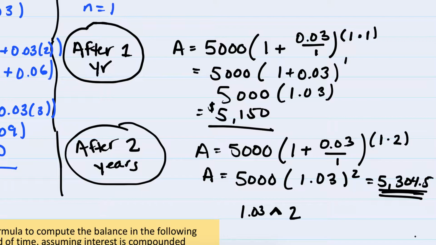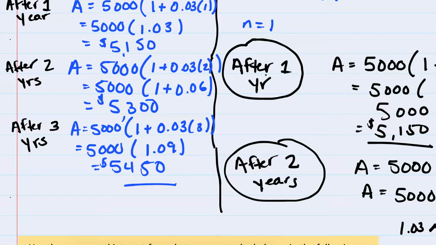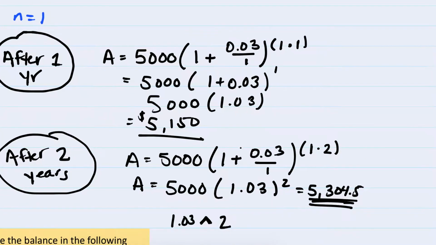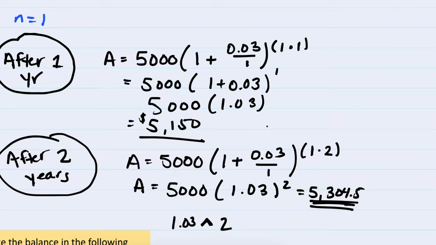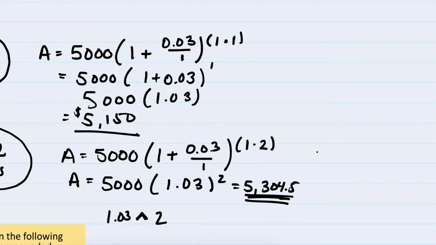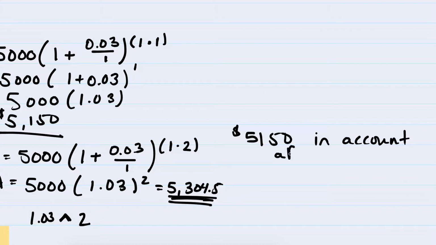Something happened here, because after 1 year we got the same amount. You see 5,150, 5,150. The second year we got $4 more than what we got with the other one. We had 5,300. We have 5,304. So why is this? Why did we get extra? And I'm going to tell you why. So now we have $5,150 in the account after 1 year.